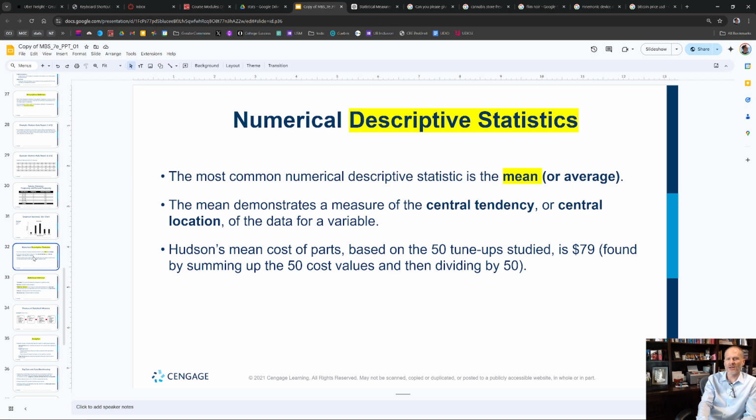So here's a numerical descriptive statistic. The most common numerical descriptive statistic is the mean or the average. The mean demonstrates a measure of the central tendency or central location of the data for a variable. So central tendency or central location, like mean, right?